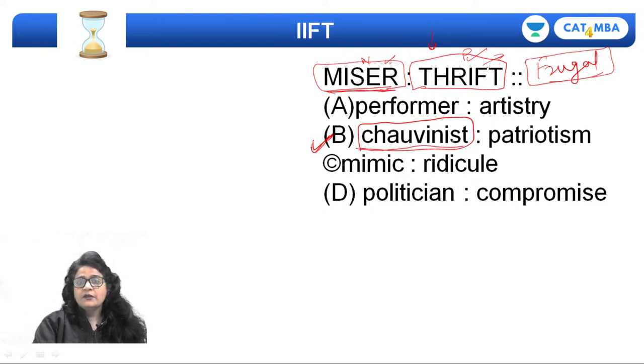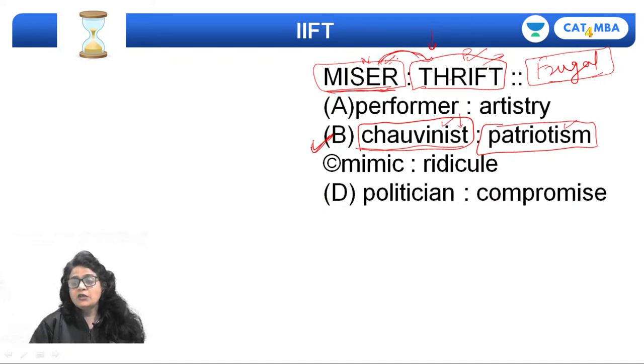So chauvinistic is feeling that your country is superior. Patriotism is love for your country. It's a positive word, it's a negative word. This is positive, this is negative. Meaning the same thing. A chauvinist also loves his country a lot. A patriotic person also loves his country a lot. But he does not demean other countries. He does not feel that other countries are inferior. Okay? Are we clear? So look here, understanding of nuances. That means words that are exactly synonymous, unki shades of difference. Miser, thrift, both are the same. But their connotation is entirely different. And their connotation is only going to change the meaning.